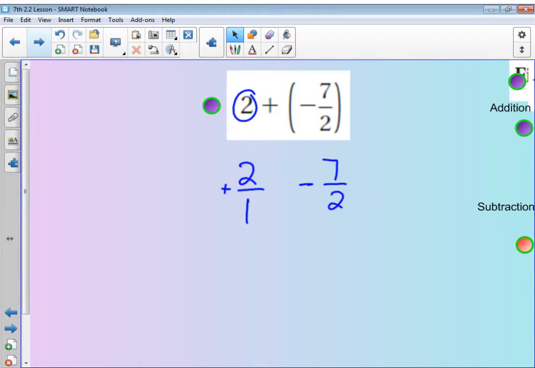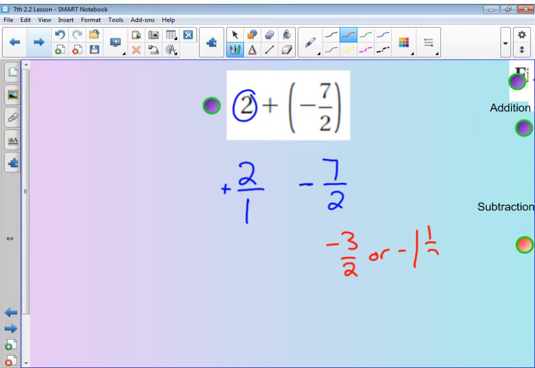So go ahead and pause your video and work through this one, and then check back in a minute to see if you got the answer correct. You should have gotten negative 3 over 2, or negative 1 1/2.